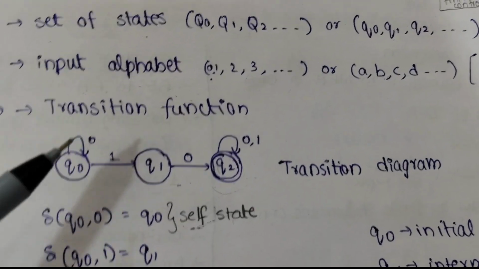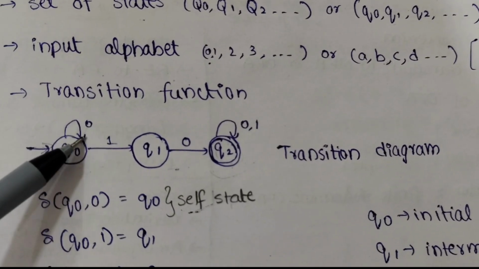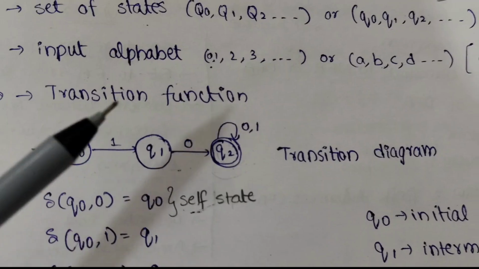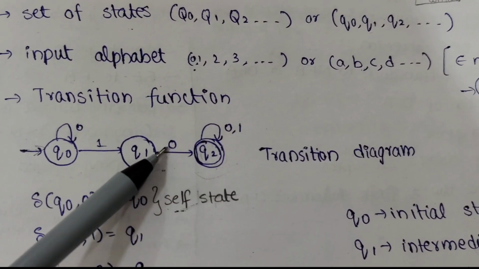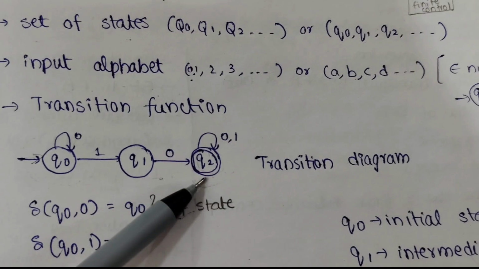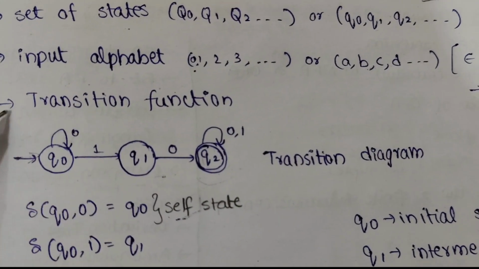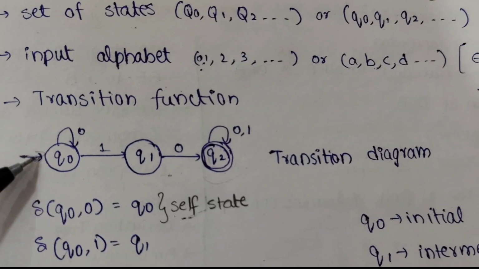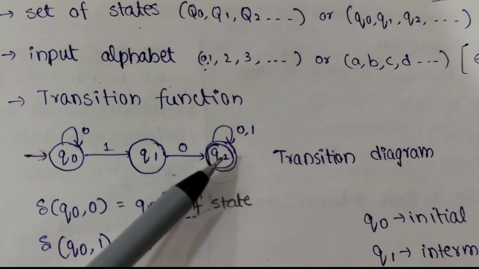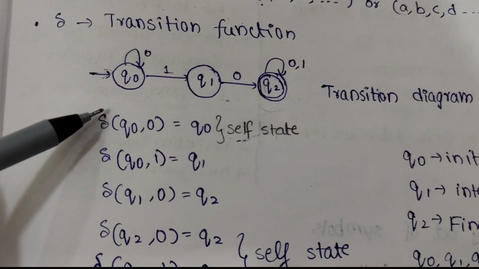Now what is delta? Delta is nothing but this. Here Q0 on input alphabet 0 is going to Q0. Q0 on 1 is going to Q1. Q1 on 0 is going to Q2. And Q2 on 0, 1 is going to Q2. Here we always represent the initial state using an arrow, and we always represent the final state using a double circle. So this is the transition function.